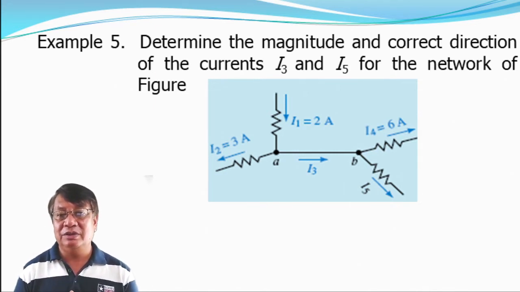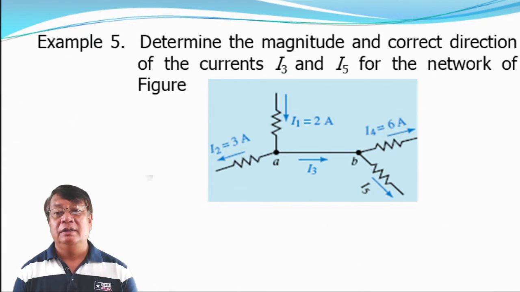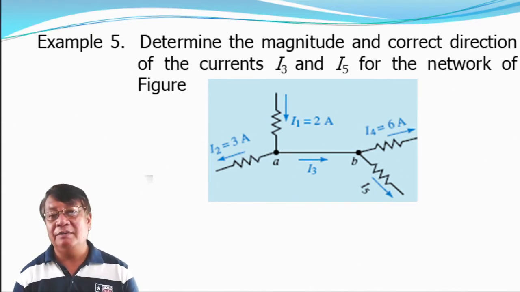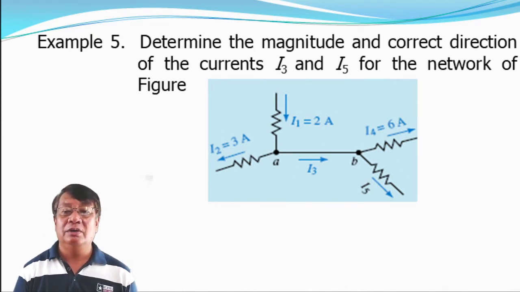So you can see here two nodes, and between the two nodes there is a current I sub 3. We cannot combine this because the current here is different. It is a given current of I sub 3. So we have that I sub 3.